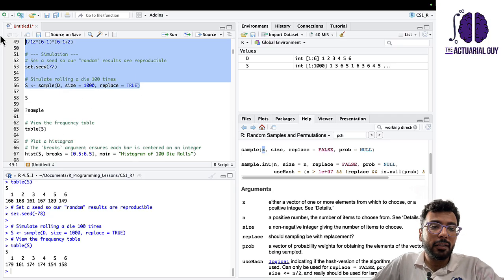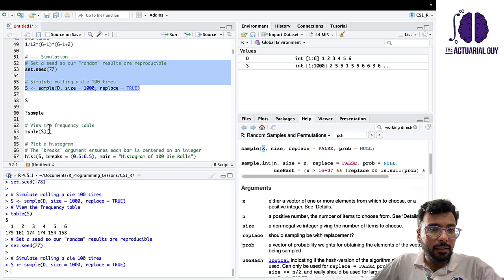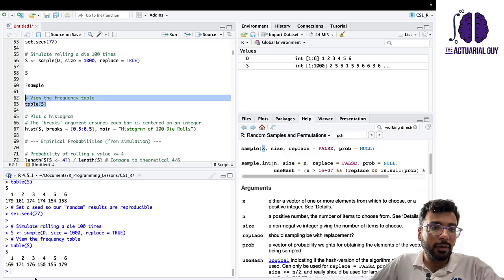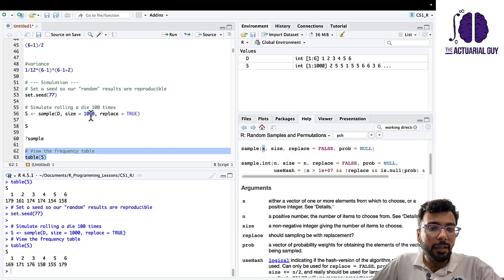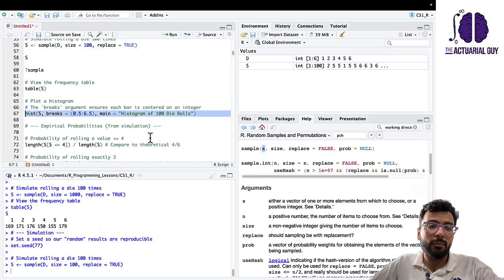Now what I'll do is I'll run this again. And then once we look at the table, this is our table for the seed 77. I was generating a sample of size 100 and not 1000. That is what I was originally doing. So let me do that. Right. And now I want to plot this on a histogram. So how do you plot on a histogram? That is the next question.